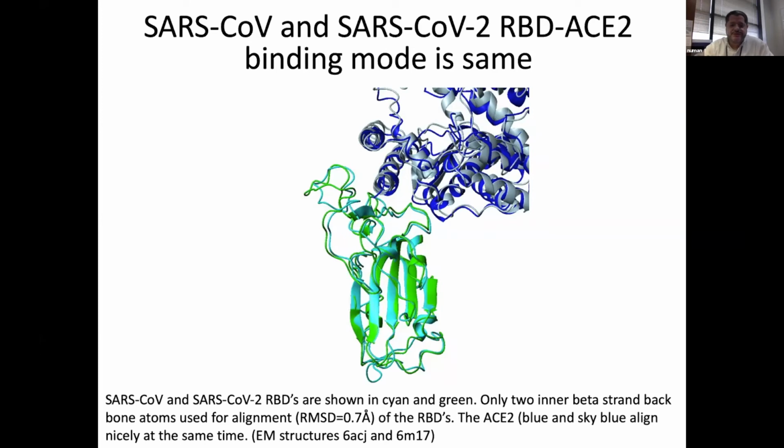Earlier this year, the structure of the SARS-2 spike came out, and two weeks later the crystal structure of RBD-ACE2 of SARS-2 came out. If we now use these two structures and what we already know from SARS-1, and make a superposition of the RBD and ACE2 structures, we see that they fit very nicely. This tells us that the ACE2 binding mode in both viruses is exactly the same.